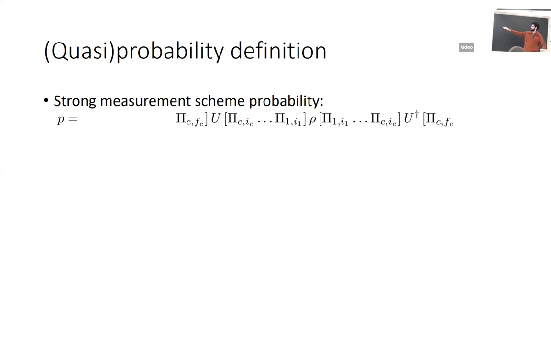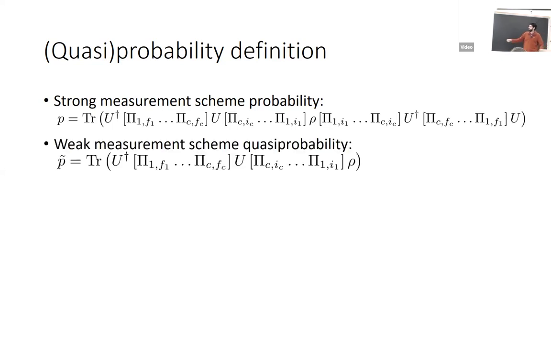So, right, we start with our state rho, do these measurements, evolve unitarily, and finally do the final set of measurements. This is just a straightforward, albeit a little elongated, probability. For the quasi-probability corresponding to a weak measurement scheme, where we do all these measurements but only weakly, it's going to look very, very similar, almost as if we just forgot to write down all these projectors at the end. Okay, so this thing looks a little bit new, but let's do some sanity checks.